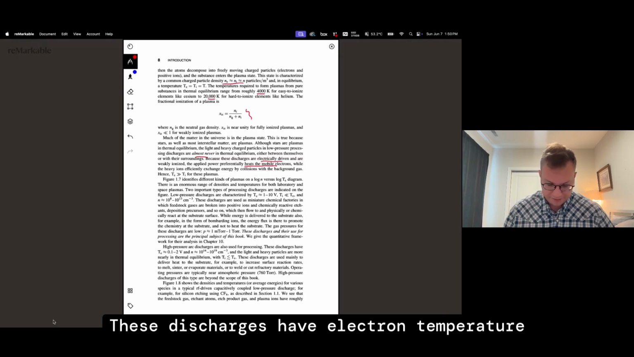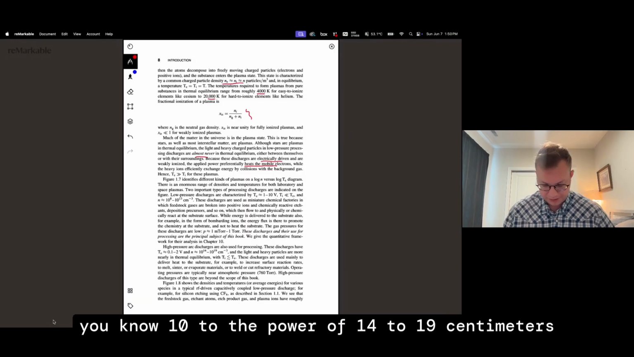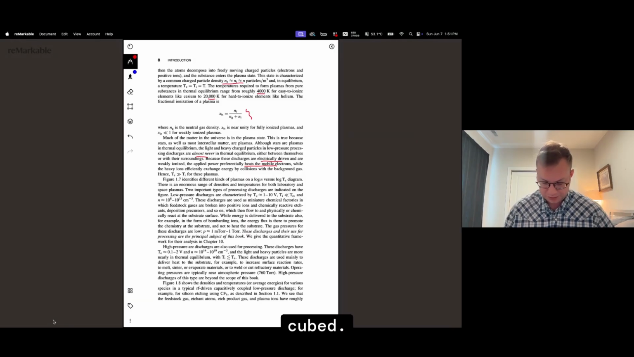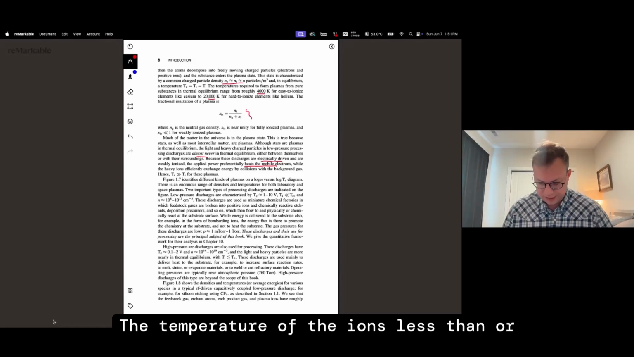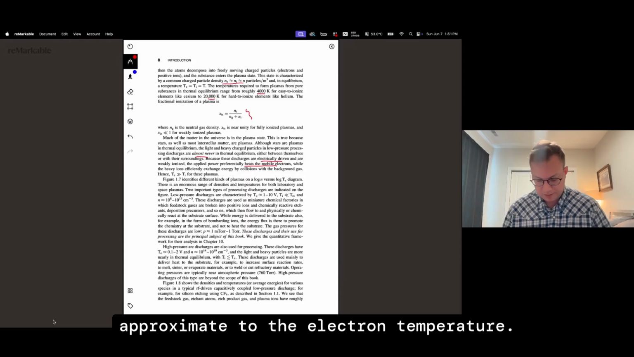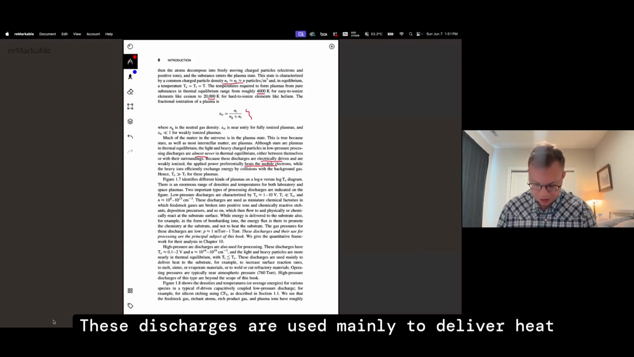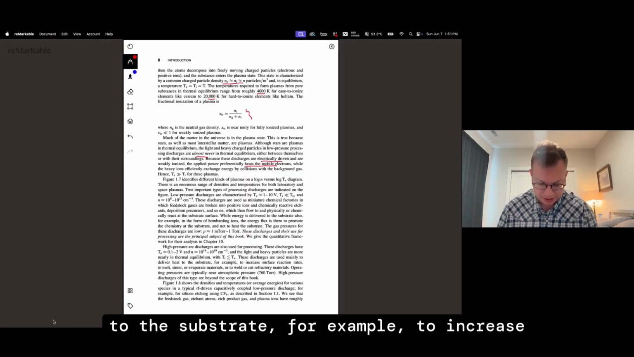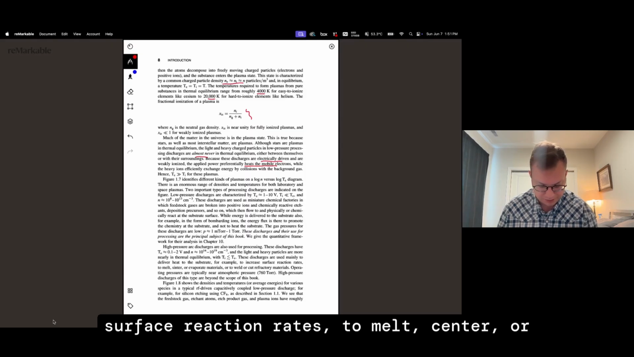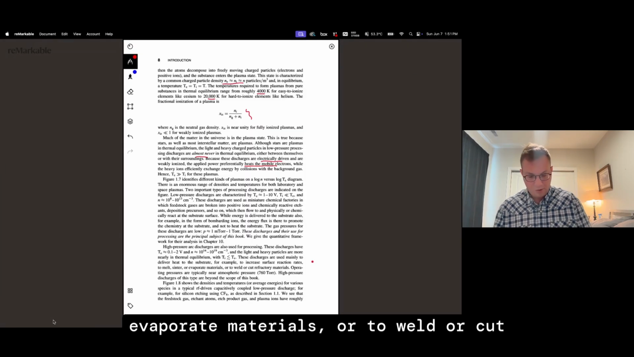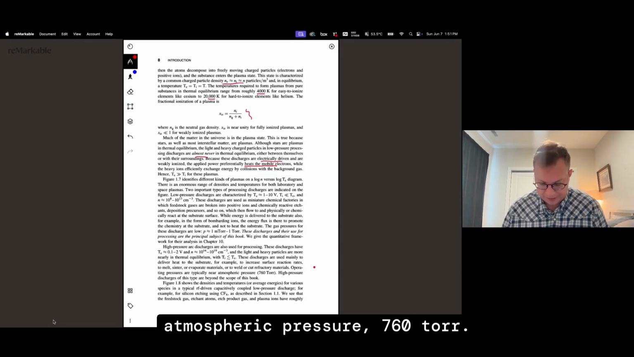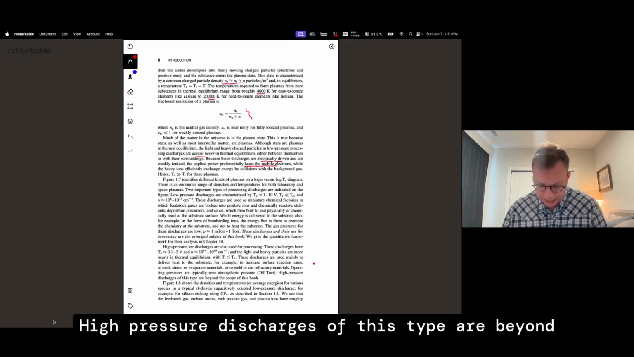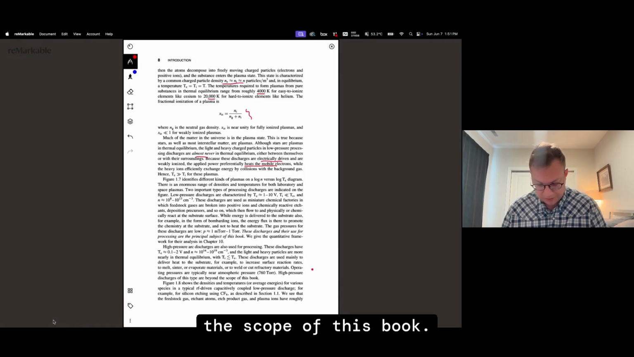These discharges have electron temperature between 0.1 and 2 volts and densities between 10^14 to 10^19 centimeters cubed. And the light and heavy particles are more nearly in thermal equilibrium, with the temperature of the ions less than or approximately equal to the electron temperature. These discharges are used mainly to deliver heat to the substrate, for example, to increase surface reaction rates, to melt, sinter, or evaporate materials, or to weld or cut refractory metals. Operating pressures are typically near atmospheric pressure, 760 torr. High pressure discharges of this type are beyond the scope of this book.